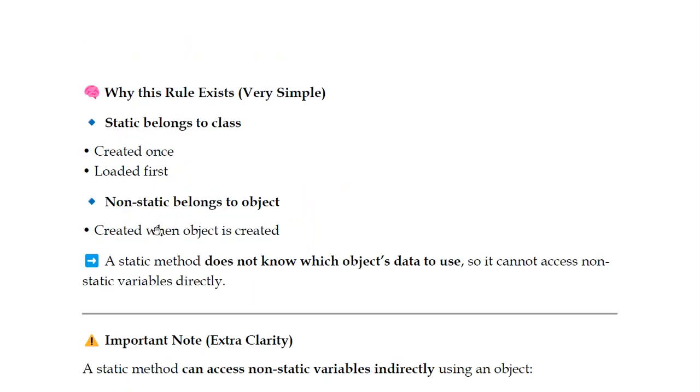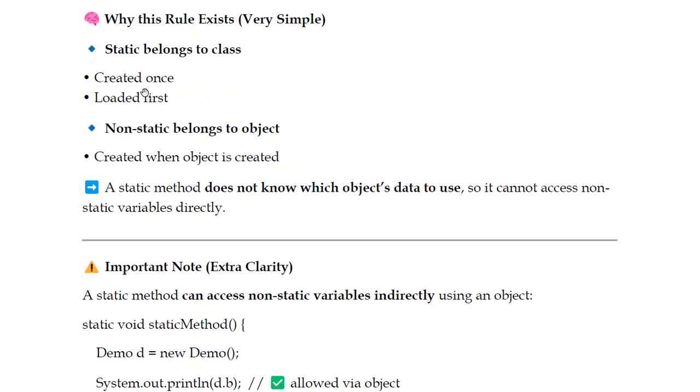Next, one more important thing. What's the reason we are using the word directly? Static, we already know, belongs to the class. It will be created only once. Memory will be created only once, at the time of class loading. Non-static, as usual, belongs to the objects. Non-static belongs to the objects. When does it get memory? At the time of object creation.